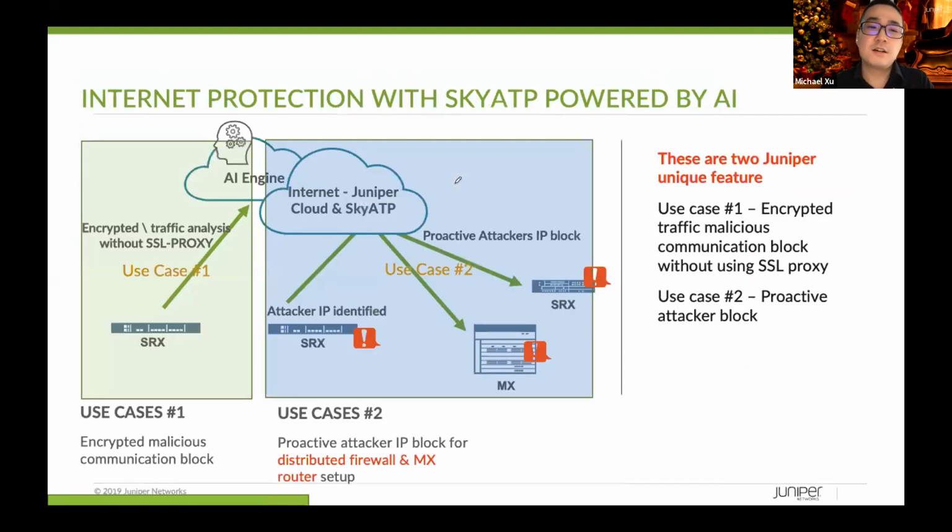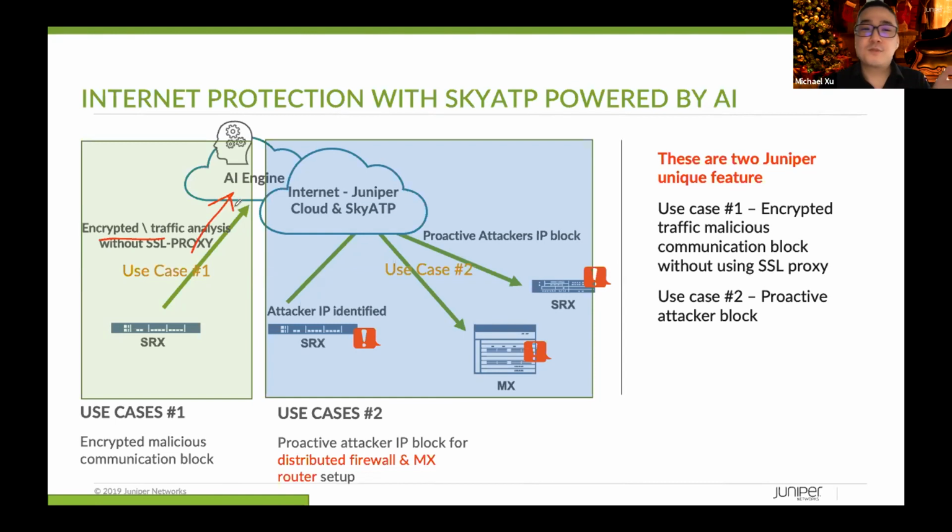So in order to mitigate that, Juniper has recently developed a feature called the encrypted traffic analysis without using the SSL proxy. If you're familiar with the SSL proxy, you might know that it's notorious for performance degradation after it's turned on, more than 50, 60% performance degradation. So we try to do away with that using a different approach, which is AI and machine learning, leveraging our cloud SKYATP solution. Later I'm going to explain the nitty-gritty of the detection mechanism of this particular feature.